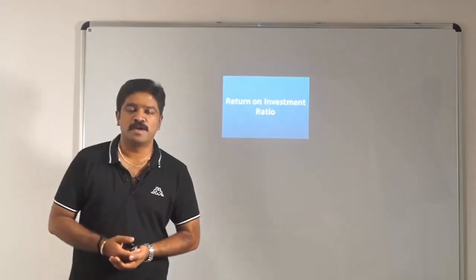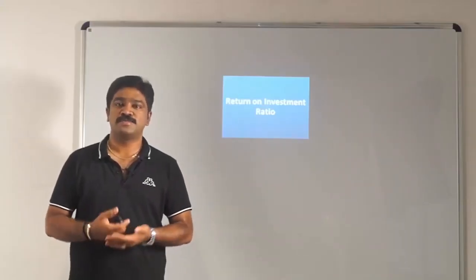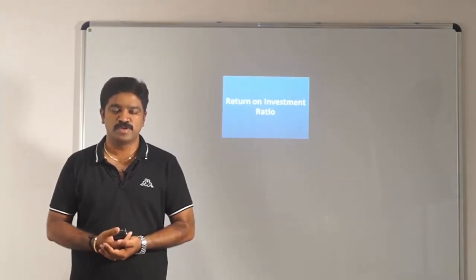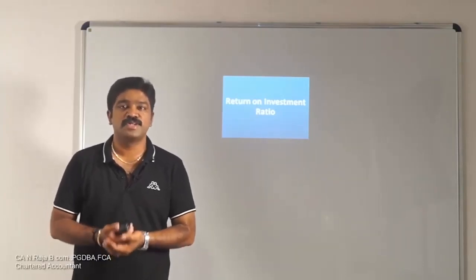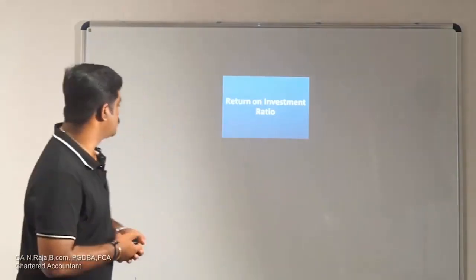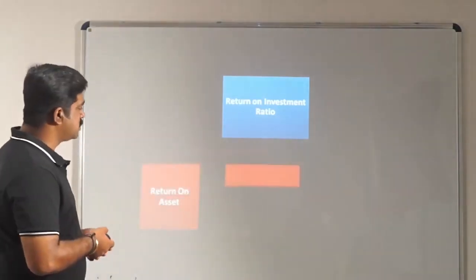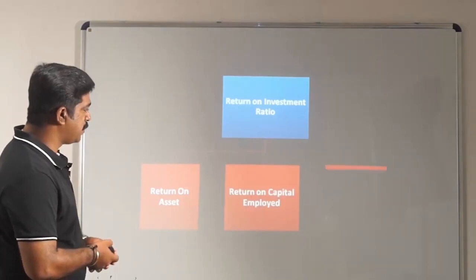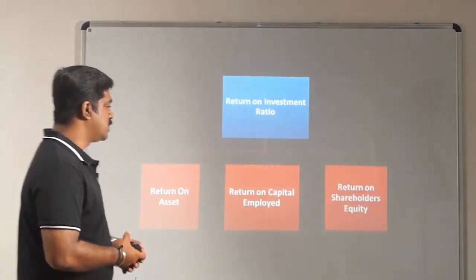Let's move on to the second part of profitability ratios, that is overall profitability ratios, or we otherwise call them return on investment ratios. Now in this we have 3 sub ratios. The first one is return on asset, then return on capital employed, and return on shareholders' equity.